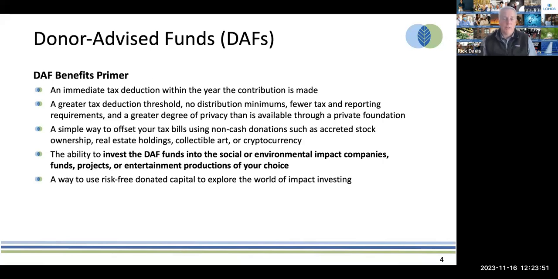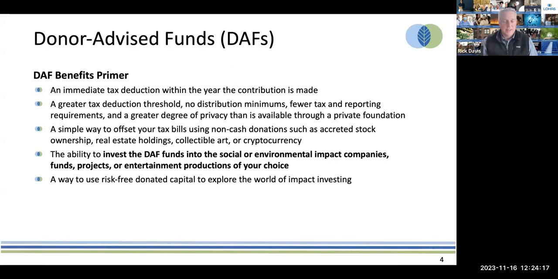And when I say risk-free, the idea here is these are funds, to be clear, that you have already set aside and obtained your tax deduction. Technically, they are not even your funds anymore. They belong to the philanthropic vehicle to which you donated them, but you maintain advisory rights. That's the A in DAF. And with those advisory rights, you can advise on where they should be deployed.